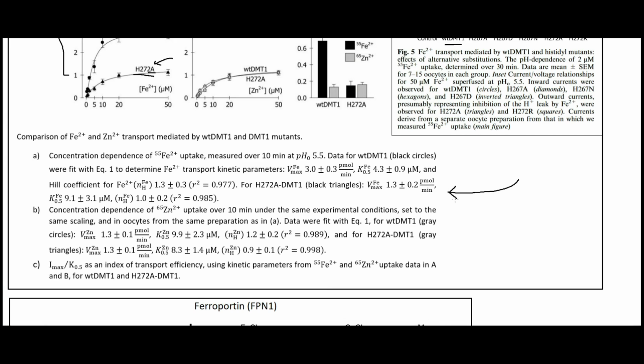And once again, these figures are all things that I did not make. I took these from papers, and those will be linked in the description down below if you wanted to look at these a little bit more in depth on your own.